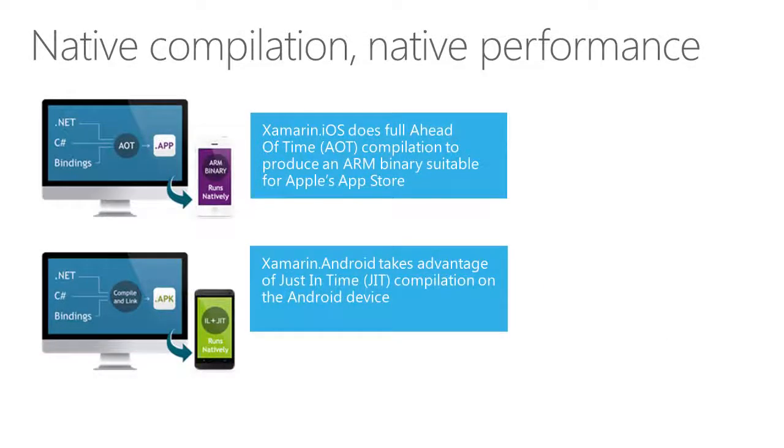But you don't have to compromise on performance. With Xamarin, you get native compilation to get native performance. On iOS, Xamarin performs full ahead-of-time compilation to produce an ARM binary. On Android, it takes advantage of the just-in-time compilation on the Android device.